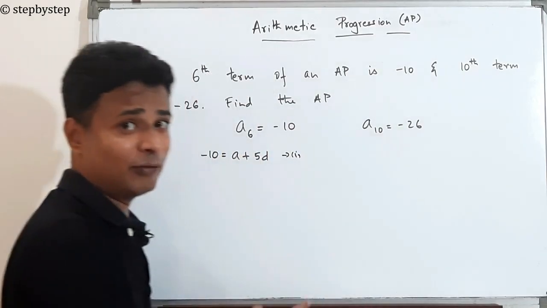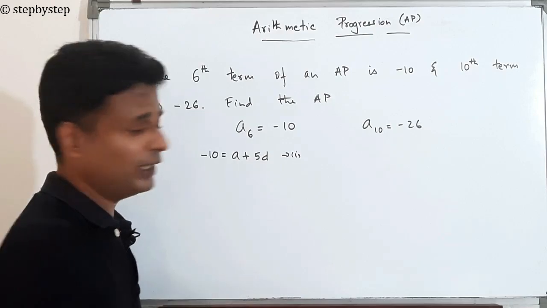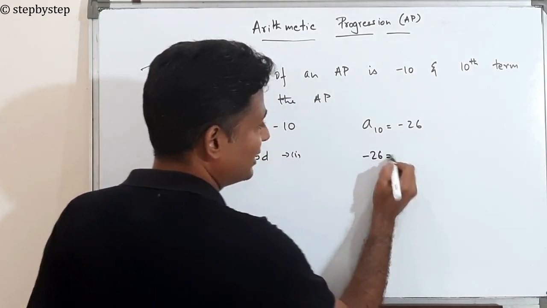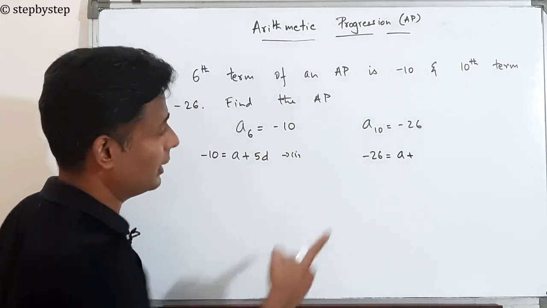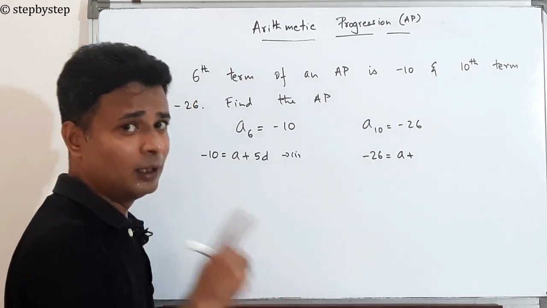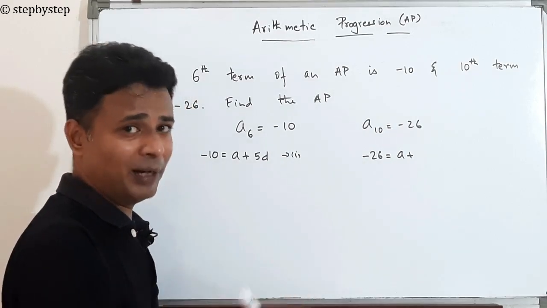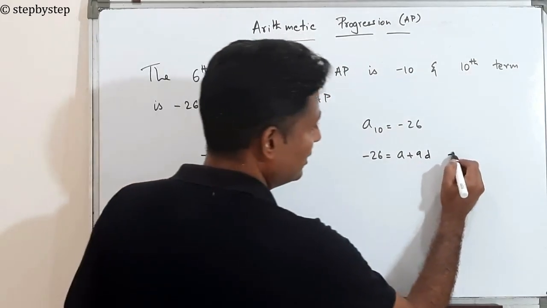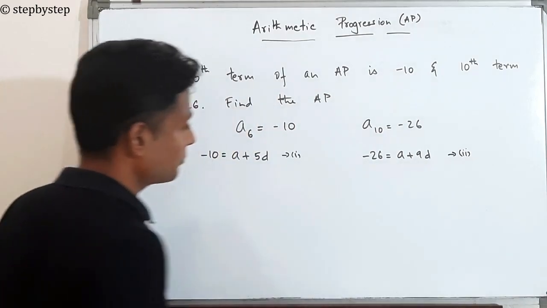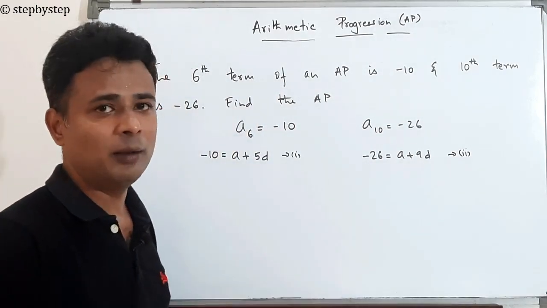And here similarly they have told A of 10 is minus 26. So the 10th term is minus 26. A of n is equal to A plus (n minus 1) D. Which term is this? 10. So n is 10, n minus 1 will become 9D. So we got the second formula. Now this you can solve.